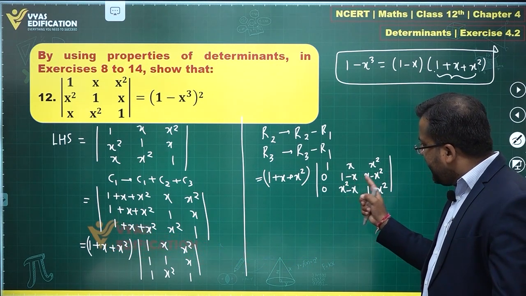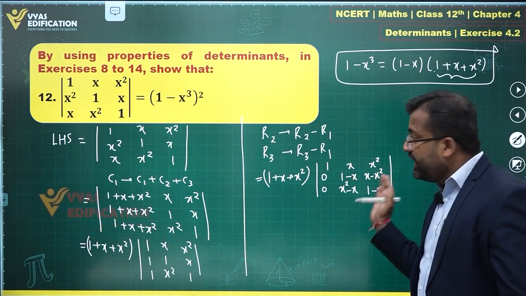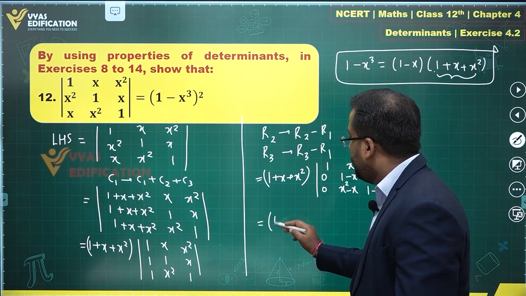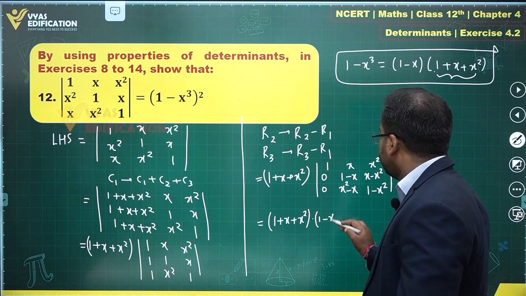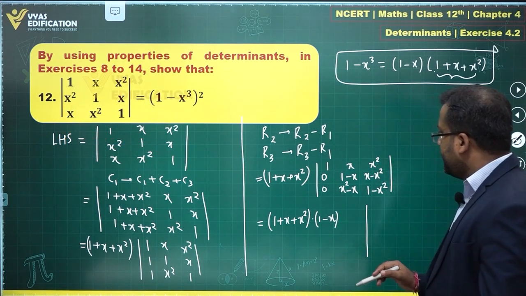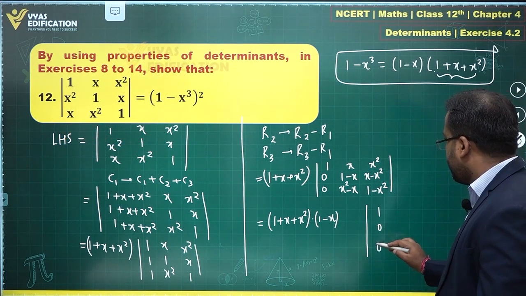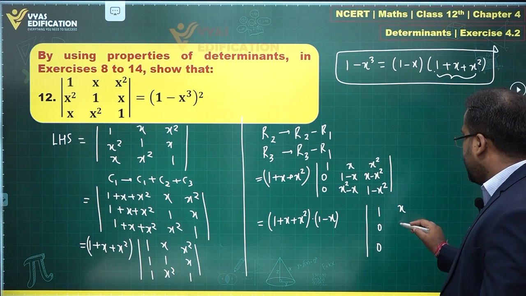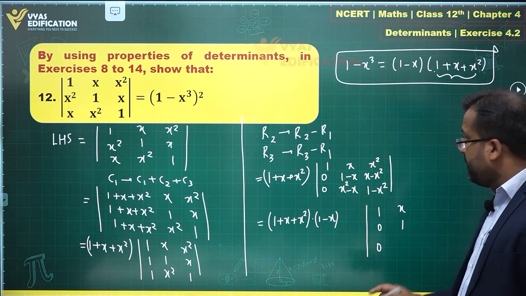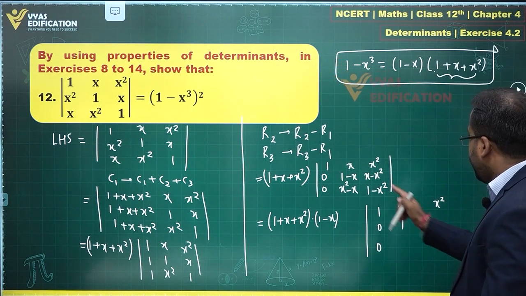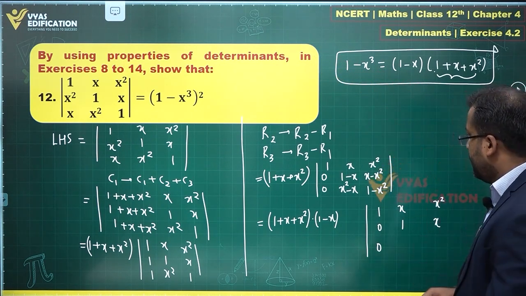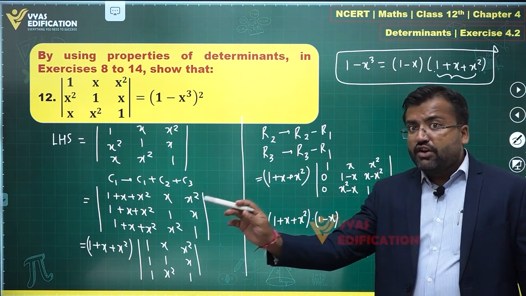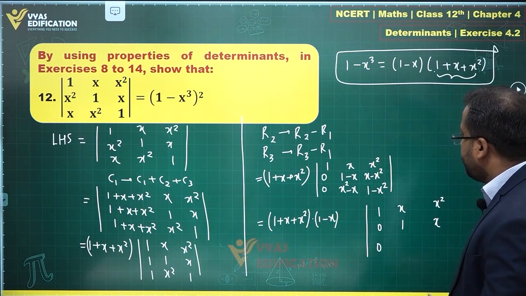So what I can do is, I have a 1 minus x, I have another 1 minus x over here that can be brought out, yes. 1 plus x plus x square times 1 minus x, okay. And the determinant that I'll get is 1, 0, 0, which is okay. X, which is okay. And 1 minus x has gone out. This will be 1. X square is okay. 1 minus x has gone out. This will be x. Simply x, right? The third row, can you observe the third row? A similar thing happens over here.